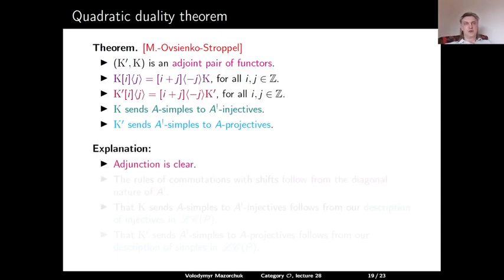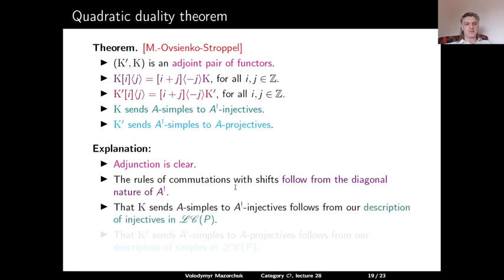So adjunction more or less follows by definitions, because the functors are given by taking hom and tensoring with the same object. The rules of commutation follow from the diagonal nature of A shriek, realized by the category of linear complexes of projective modules.